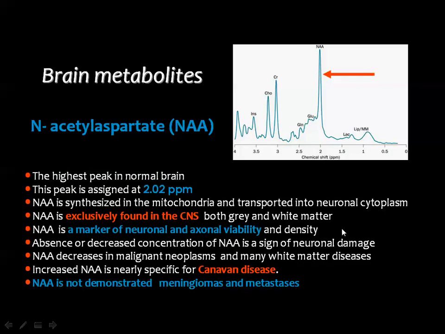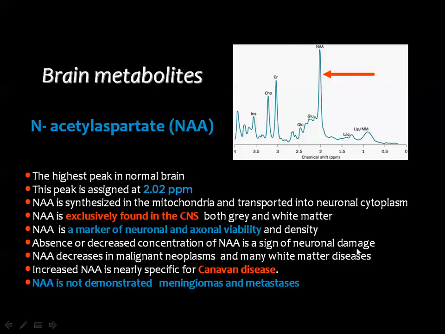And this N-acetyl aspartate is exclusively found in the brain tissue and in the spinal cord, of course, both in the gray and white matter. And it is considered a marker of neuronal and axonal viability. Then, any pathology that can damage the neuronal and axonal viability will result in a decrease in the N-acetyl aspartate peak.